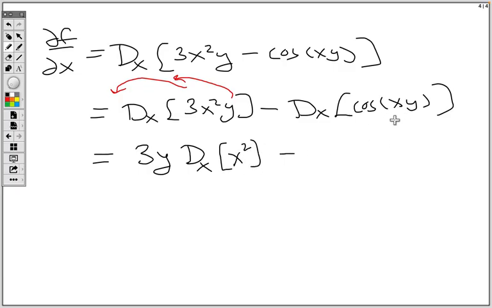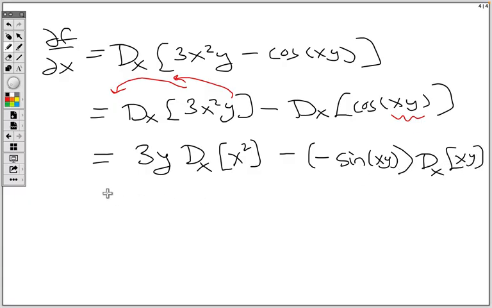And now we're taking the derivative of the cosine of something. So we can use the chain rule. The derivative of cosine of something is the opposite of sine of that thing, and then chain rule kicks in, times the derivative of that thing with respect to x. So now we just got our classic power rule here.